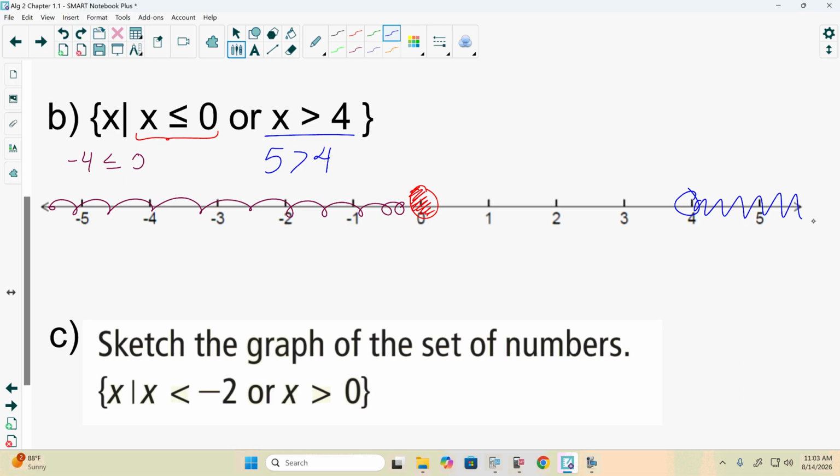And part of the reason that we can put both of them on there, as long as the number satisfies one of those two, it works. Because 5 does satisfy this side, so it's good here. It's good for the overall statement, even though 5 is not less than or equal to 0. As long as one statement's true, it is part of the solution set. Any questions on B before we look at C?